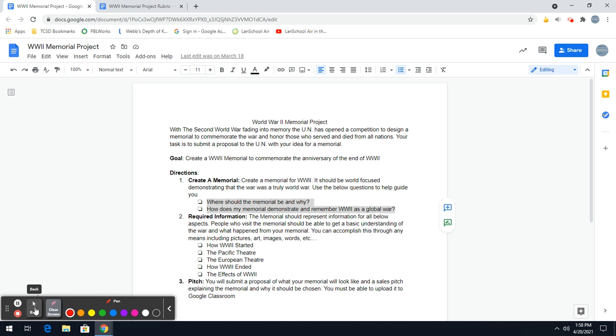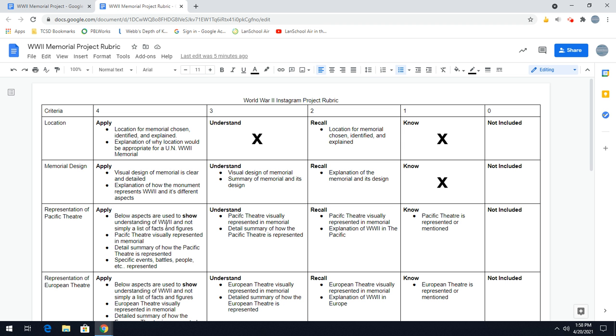So we'll go on to the rubric now and explain a little bit about how it works and how it breaks down. So you can see that the first criteria is the location. You have to pick a specific location for where it's going to be. And you're going to be graded on A, you have a specific location and you're explaining it, and B, it's appropriate for a UN war memorial. And this is probably going to be in your pitch. This is where you're going to explain why the place you picked is the place that the memorial should go.